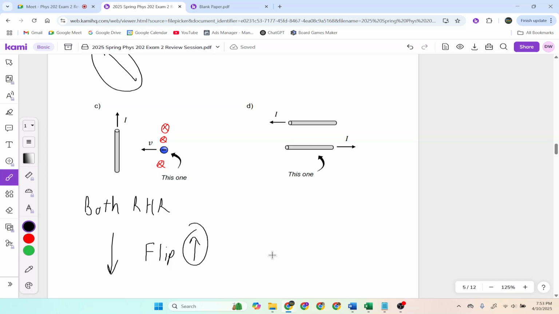Okay. The last one we have here is part D. Once again, it's the same idea. This top wire here is going to be producing a magnetic field on this wire, and you're going to find the magnetic force on the bottom wire. So go ahead, give it a try.